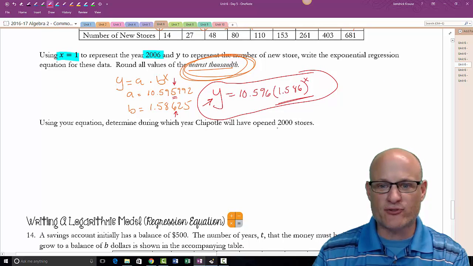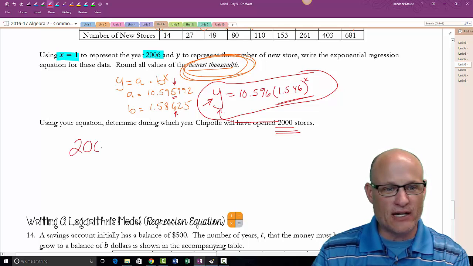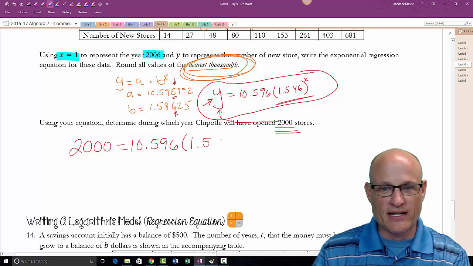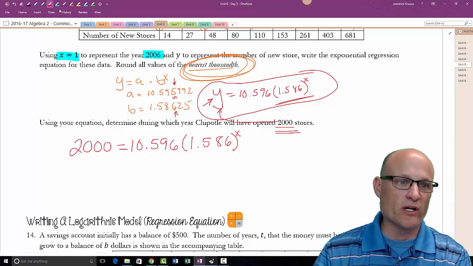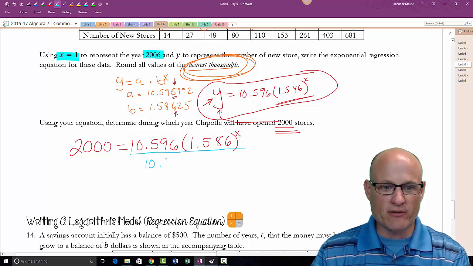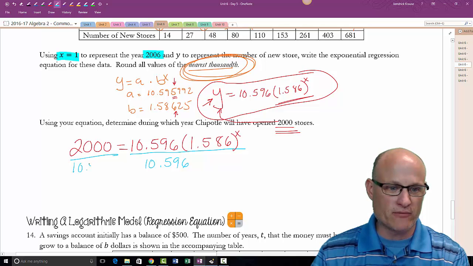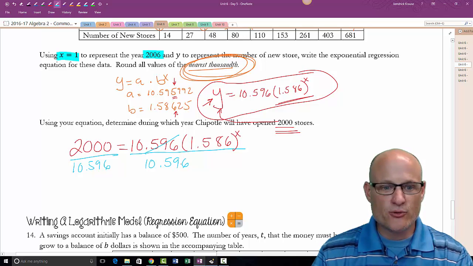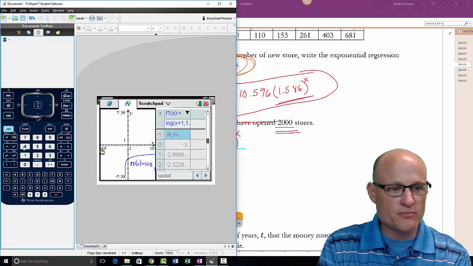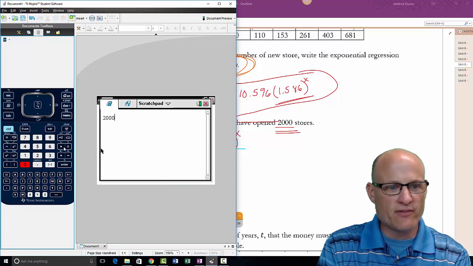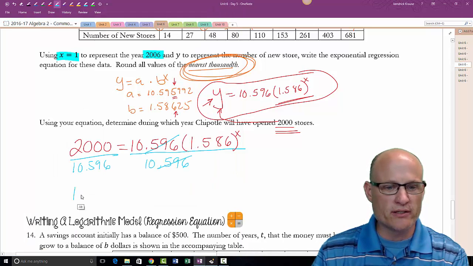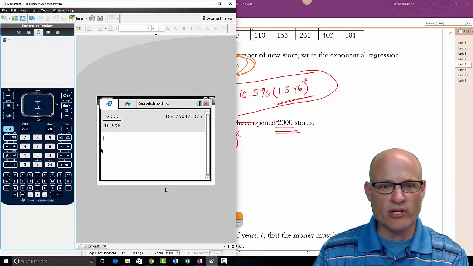Use your equation to determine which year Chipotle will have 2,000 stores. Now that's the number of stores. That's the y value. So we need to plug in 2,000 for y. So 2,000 equals 10.596 times 1.586 to the x. We're going to be using some stuff we learned yesterday. Get the weird thing alone. We're going to divide by 10.596. And I use my calculator for that. 2,000 divided by 10.596 equals that crazy number, 188.750471. Don't round yet. It's not the end.